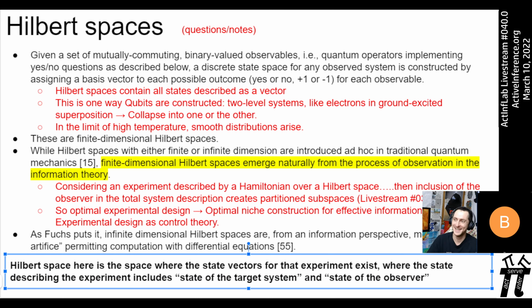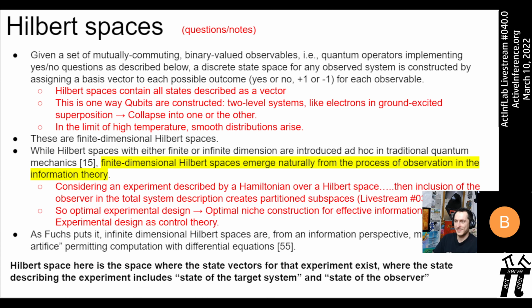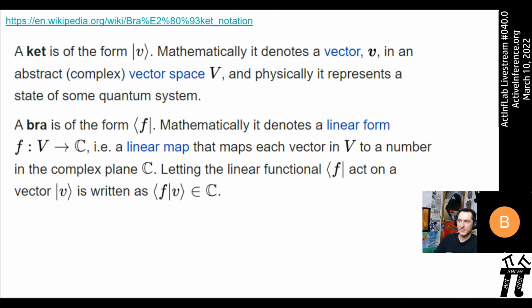So I like this quote at the end that, as Fuchs put it, infinite dimensional Hilbert spaces are, from an information perspective, merely a useful artifice, permitting computation with differential equations. And they contain all the possible states in an experiment as vectors. So there's more to read about that, and also the mathematical notation, if you're curious, about kets and bras and some of these brackets that we had to dig through to find solid ground.